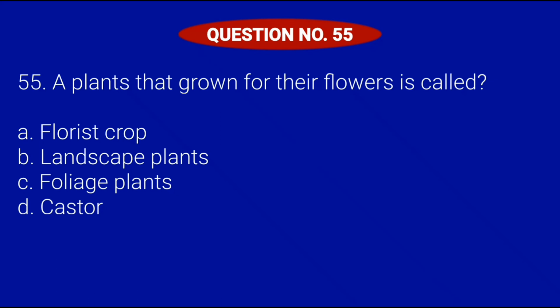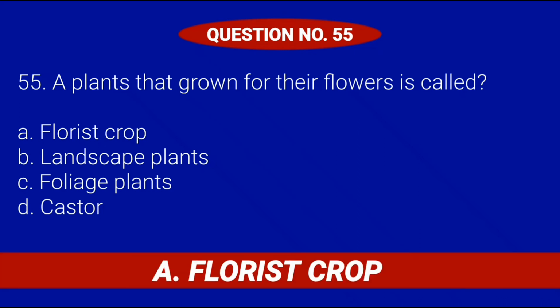Question number 55. Plants that are grown for their flowers are called. Letter A. Florist crop. Letter B. Landscape plants. Letter C. Foliage plants. Or letter D. Castor. Correct answer is letter A. Florist crop.